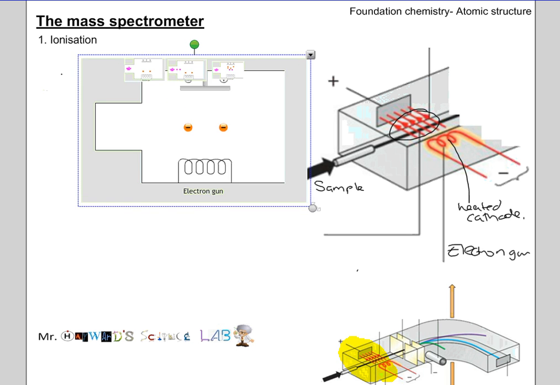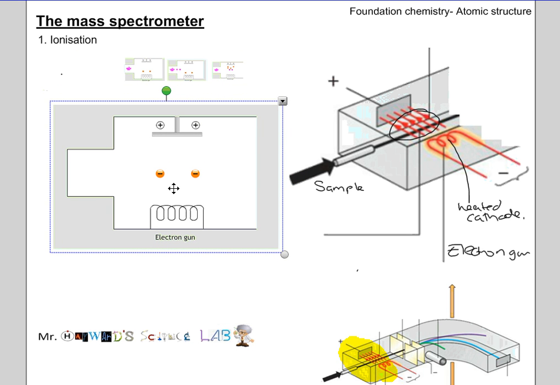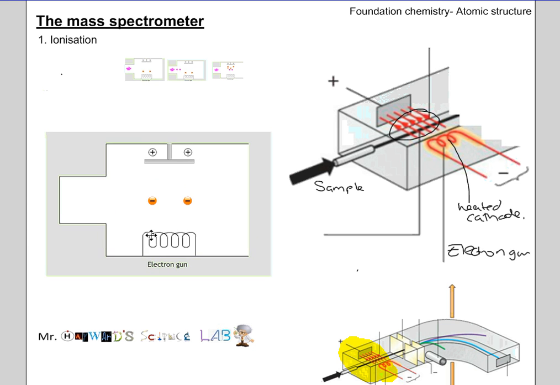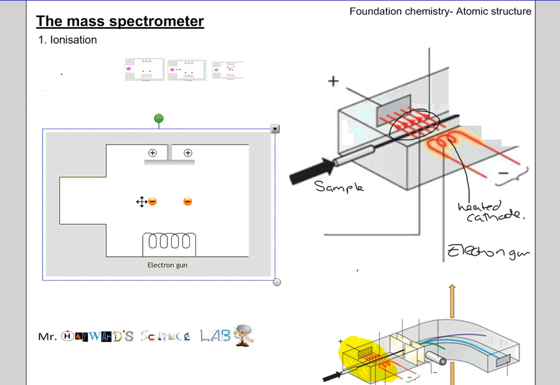Then we're going to switch the electron gun on. What the electron gun is going to do is send electrons from the heated cathode, or the electron gun, and send them across. So you can see two electrons in the middle there. They've come from here and they're going to end up over here. So that electron gun is firing electrons across the mass spectrometer.